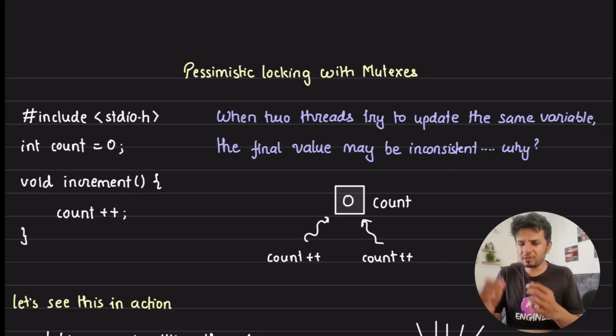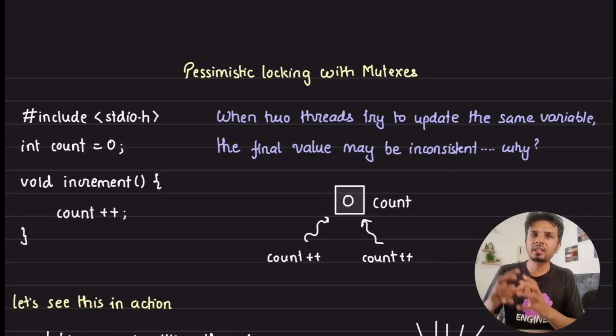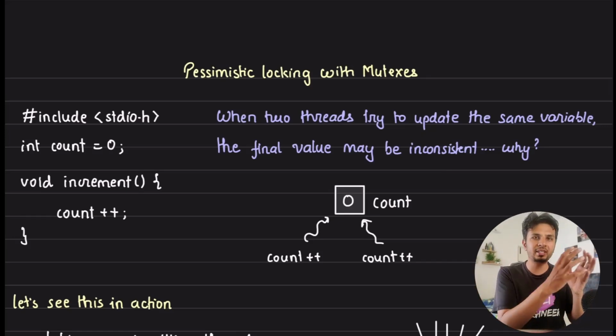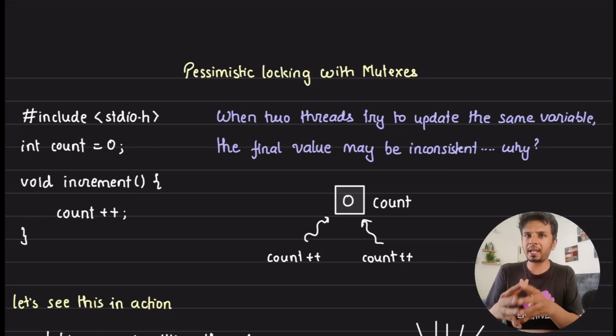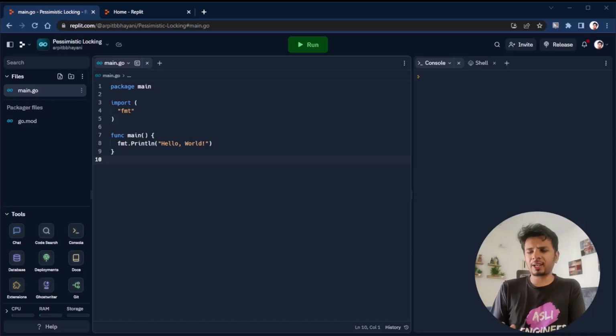In this video, we will make count++ atomic using pessimistic locking. It is one of the most popular ways of writing correct multi-threaded programs. In the process, we will also understand what pessimistic locking is, the core intuition behind mutexes, and how to use them.